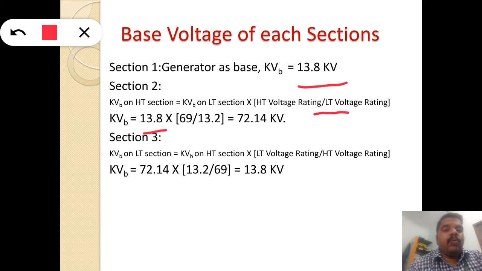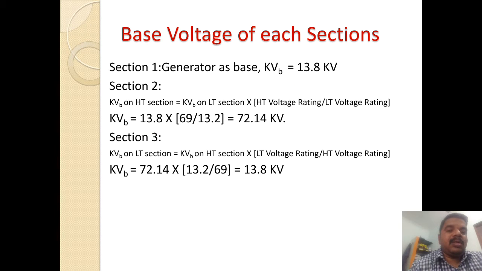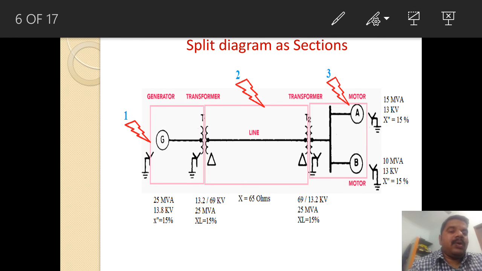Now I am moving to section 3. In section 3 we have the transformer T2 secondary. We have to find it using the transformation ratio formula. The transformer T2 secondary value is 13.2 kilovolt, and the primary is 69 kilovolt. So the secondary is 13.2 kilovolt.